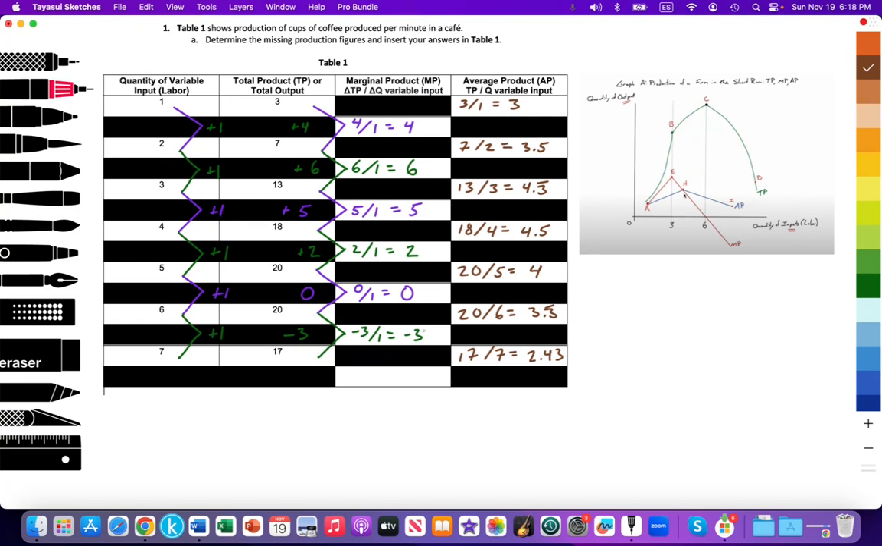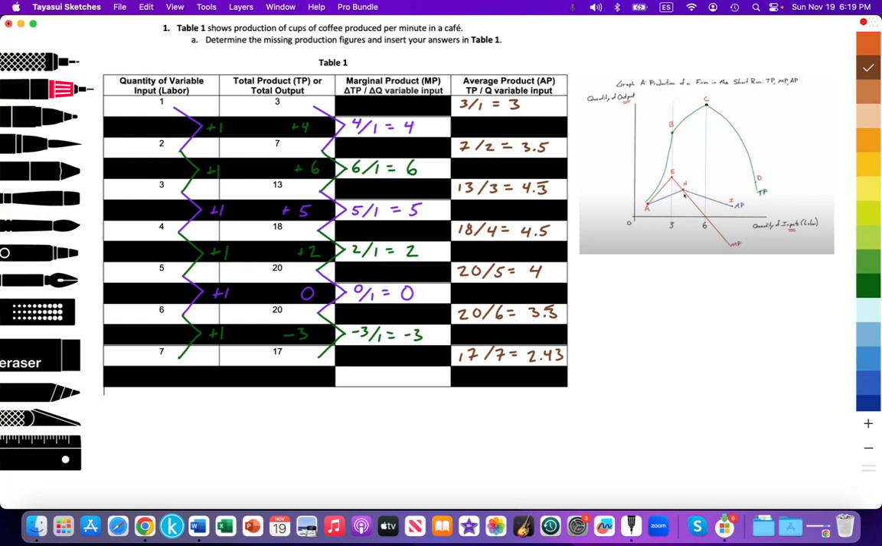So this is demonstrating our knowledge of the marginal product function and the average product function by filling these columns with the data that we have in regards to the total product and the variable input. Let's see how this aligns with this model.